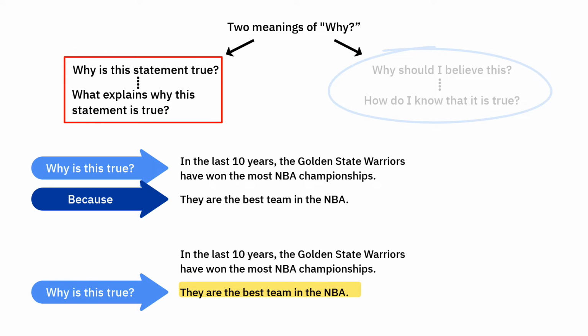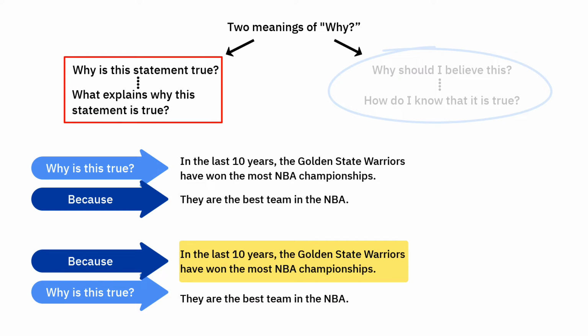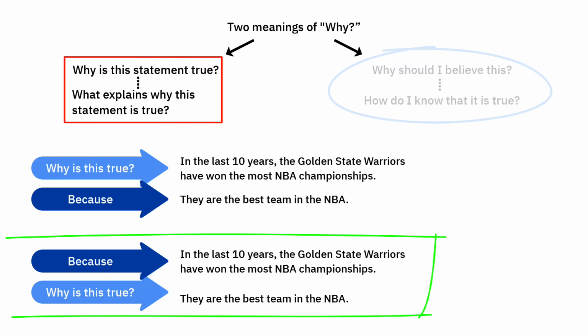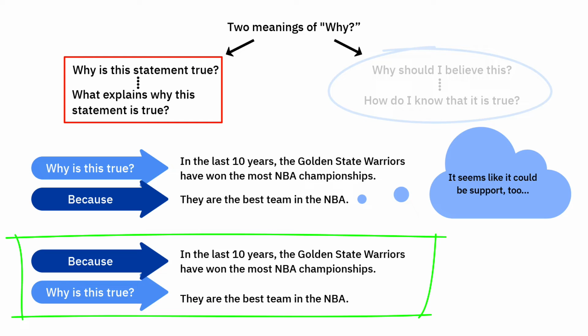Why is this true? Because in the last 10 years, they've won the most championships. So I think this version makes a little bit more sense, but I don't like the fact that the other way of presenting the statements also seems to make almost as much sense when using this why test. If the claim that the Warriors are the best team in the NBA is supposed to be the conclusion, and it is, then why does it seem to also fit as a supporting statement when we're using this why test?